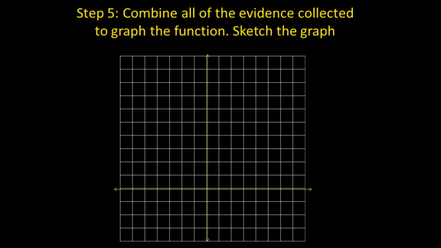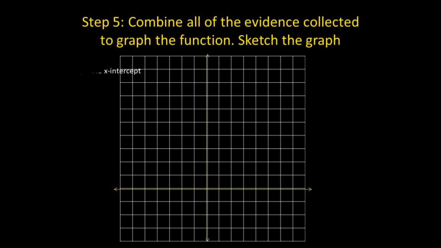For step 5, we are going to combine all the evidence collected to graph the function. Graph the x-intercept, graph the y-intercept, graph the critical points, and graph the inflection points.